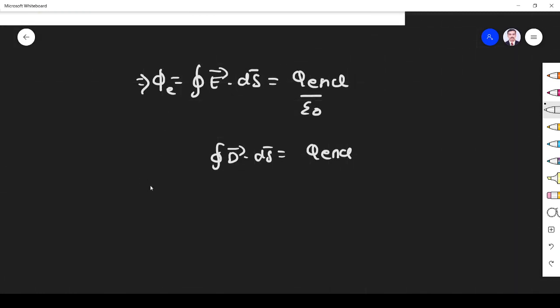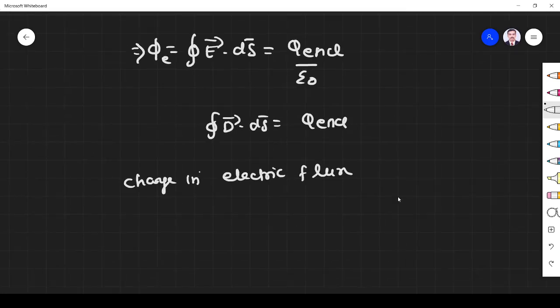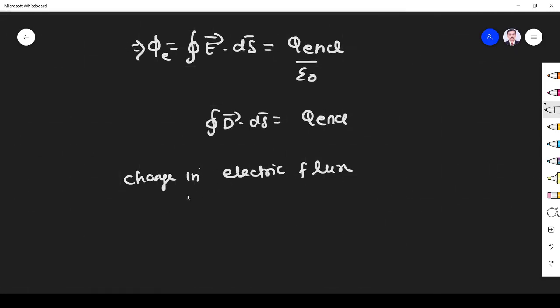Now we find the change in electric flux. That's what Maxwell told, no? The change in electric flux through a closed surface creates a change in magnetic field around the surface, around the loop, right? That's what Maxwell's theorem says. Let us see that. Change in electric flux, so we take d phi E. Change means differentiation, the rate of change with respect to time.